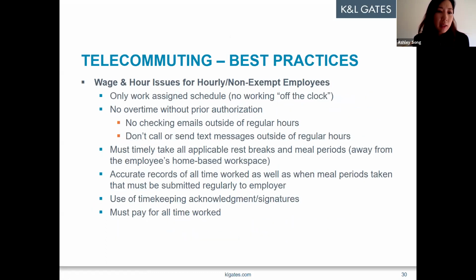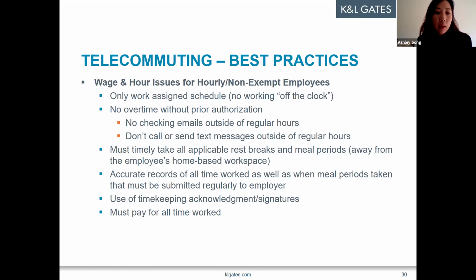Again, just best practices regarding hourly non-exempt employees: only work assigned schedules, no working off the clock, that should not be allowed. No overtime without prior authorization from a supervisor. Also, you should instruct such employees to not check emails, calls, or texts outside of regular work hours, or else they would need to be recorded and compensated.